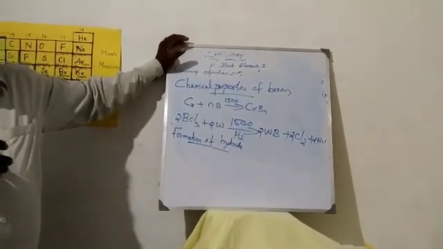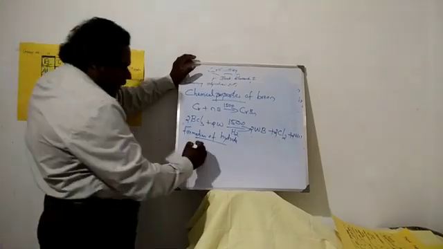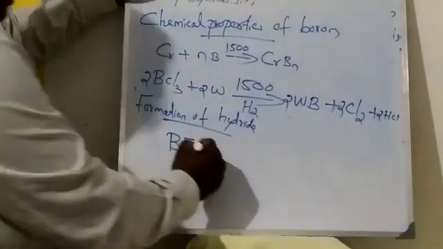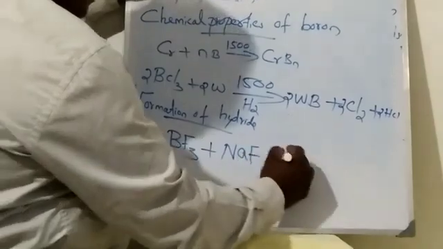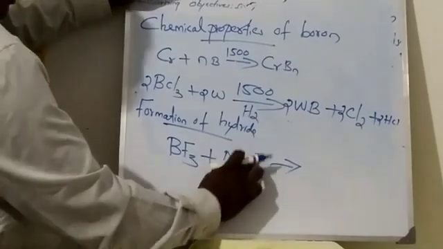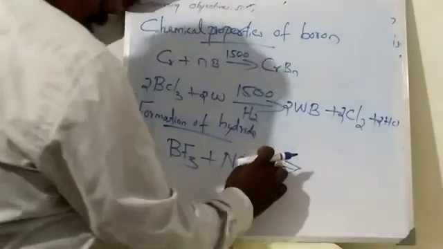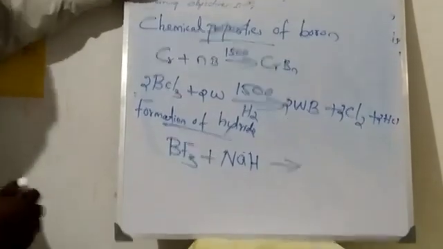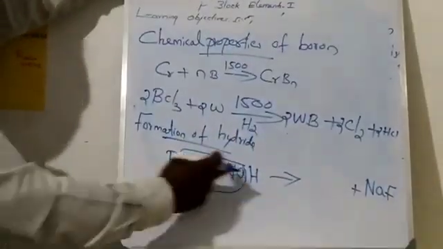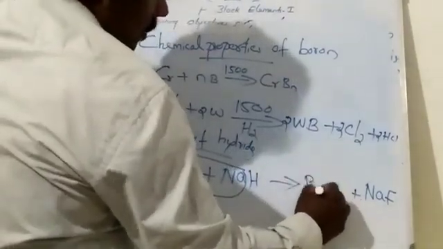Here we are taking boron trifluoride reacting with sodium hydride. Boron trifluoride formula BF3 reacts with sodium hydride, NaH. The sodium combines with the fluorine. We get NaF plus boron combining with hydrogen to form diborane, B2H6.